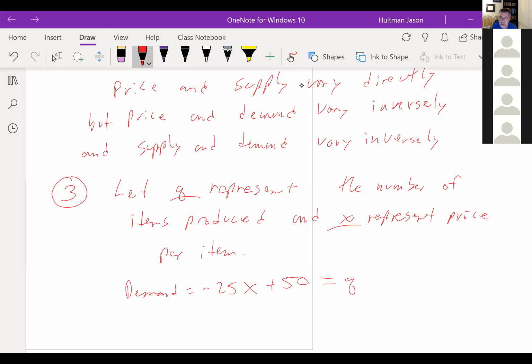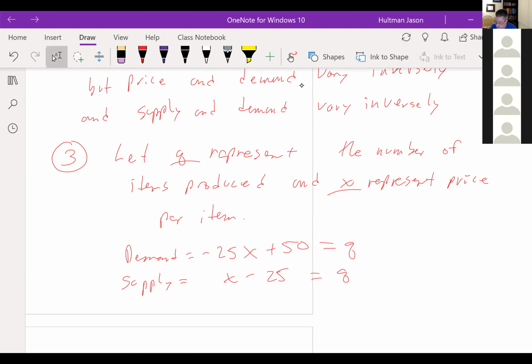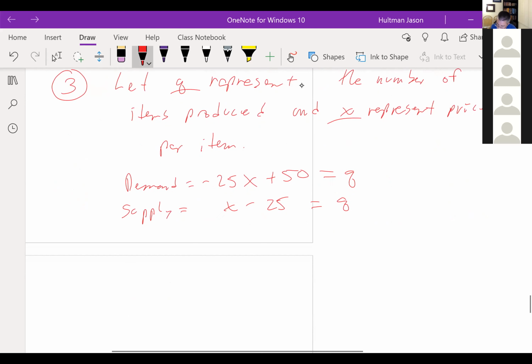And that's the Q, that's the quantity demanded. The quantity demanded here is negative 25x plus 50. Okay, the supply is going to be x minus 25. The supply is equal to x minus 25. So this is the supply. That's the quantity supplied. So the quantity demanded is this function. Okay. So what is this going to look like? Well, what's negative 25x plus 50? Well, if I plug in 2 for x, that's going to bottom out here. Okay. 2 for x.